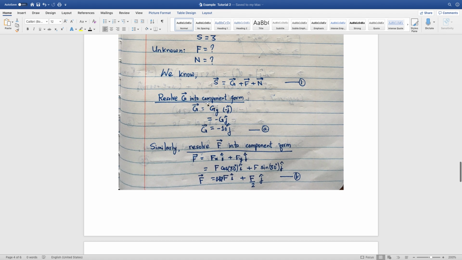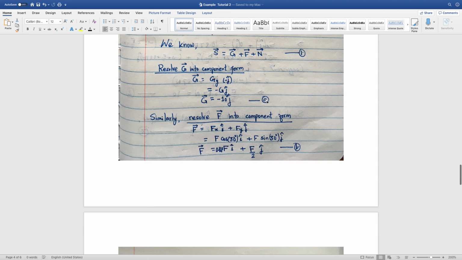So resolve vector G into component form. Vector G equals what? G equals Gy times minus j hat, because vector G is pointing towards the negative j hat direction, and it doesn't have any component along the x-axis. So we are left here with just j hat. Okay, so the negative sign remains as it is, and vector G equals minus 10 j hat, because 10 is the magnitude of vector G. That's given. Okay, let's label this as equation A.